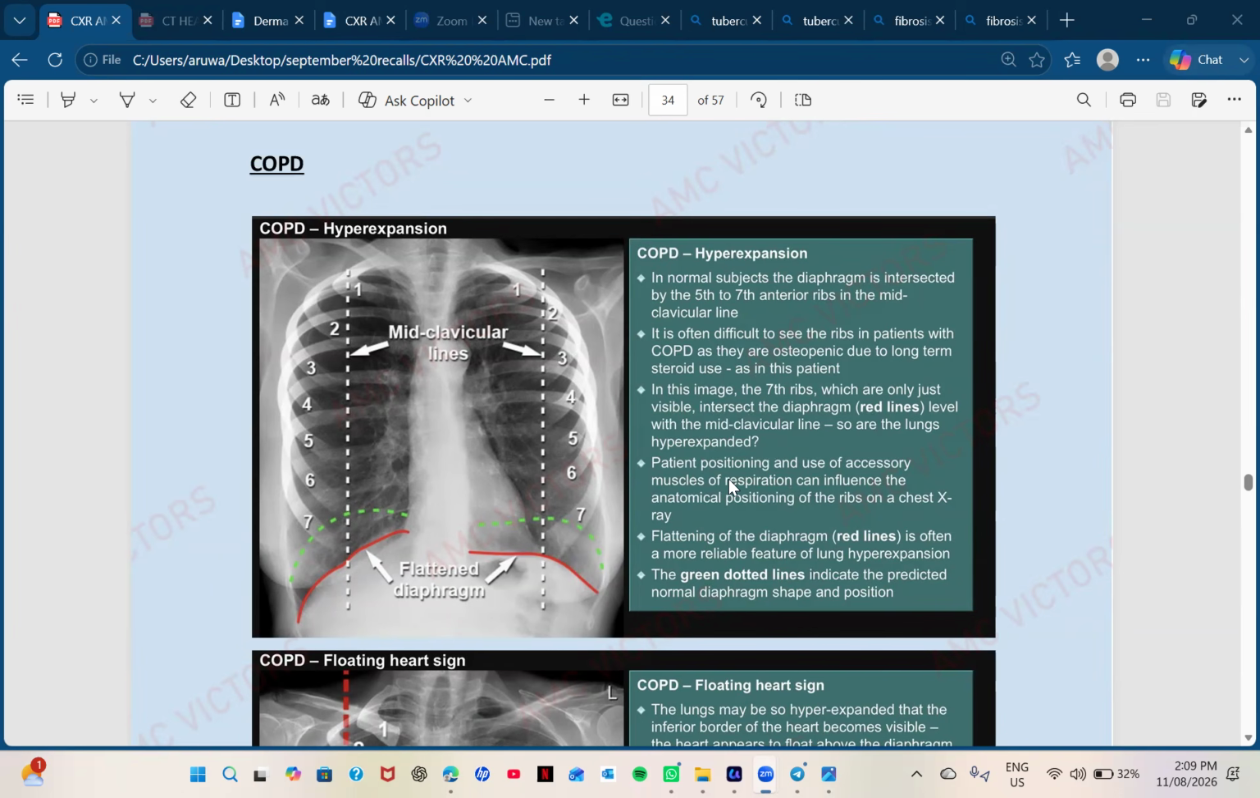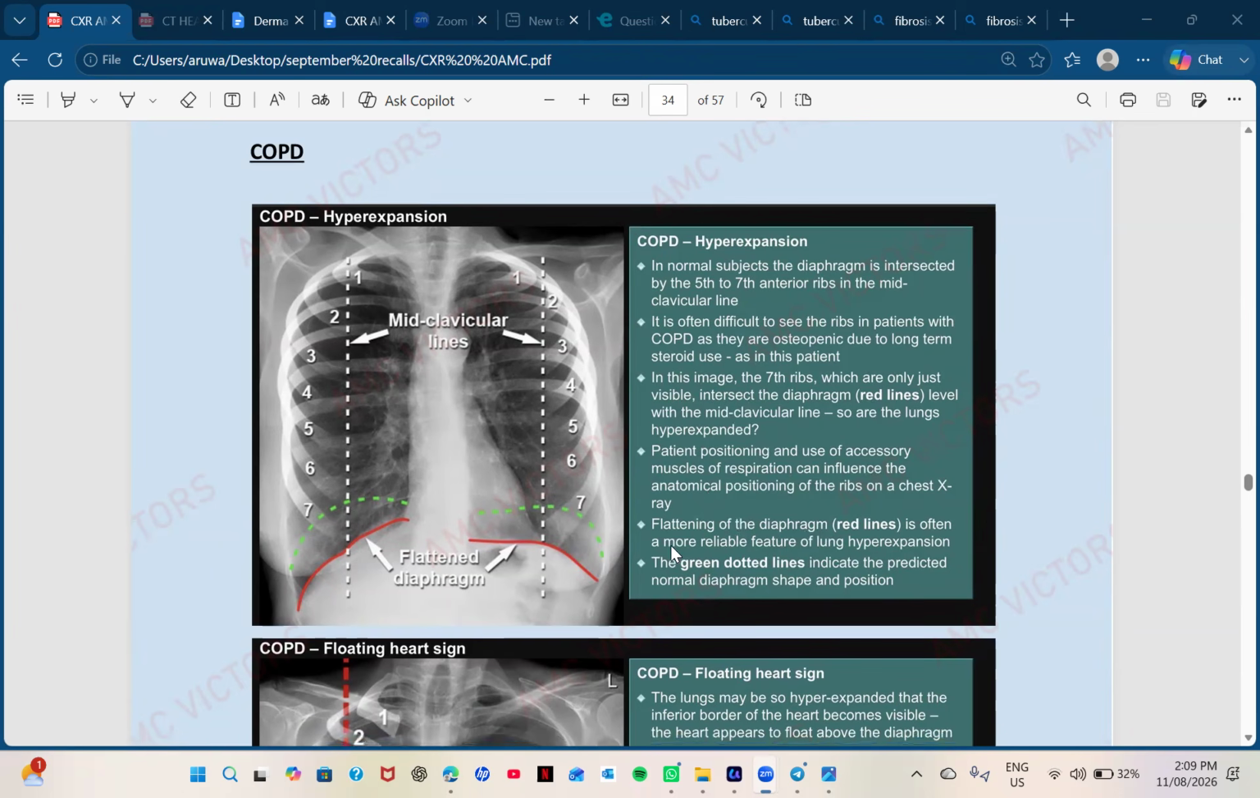Here, patient positioning and use of accessory muscles of respiration can influence the anatomical positions of the ribs on chest X-ray. Flattening of the diaphragm. Here you can see not a curvy appearance, right? The diaphragms are flattening, right? The diaphragm is flattening. Why?